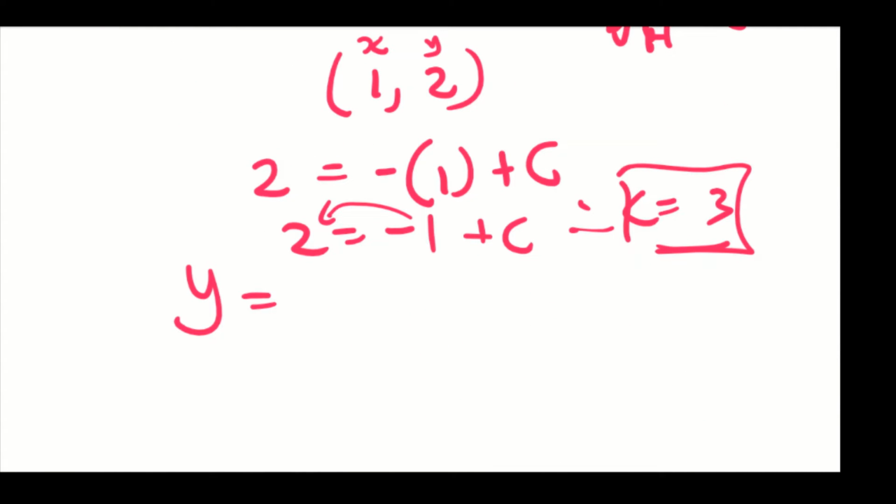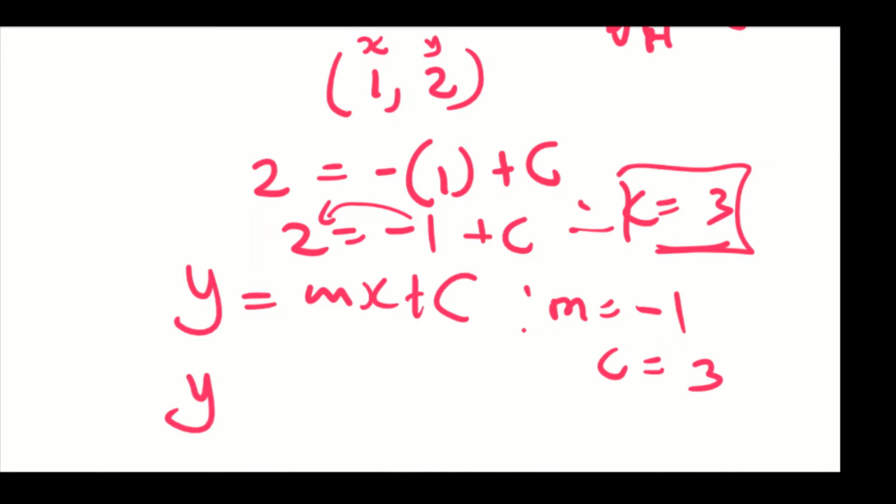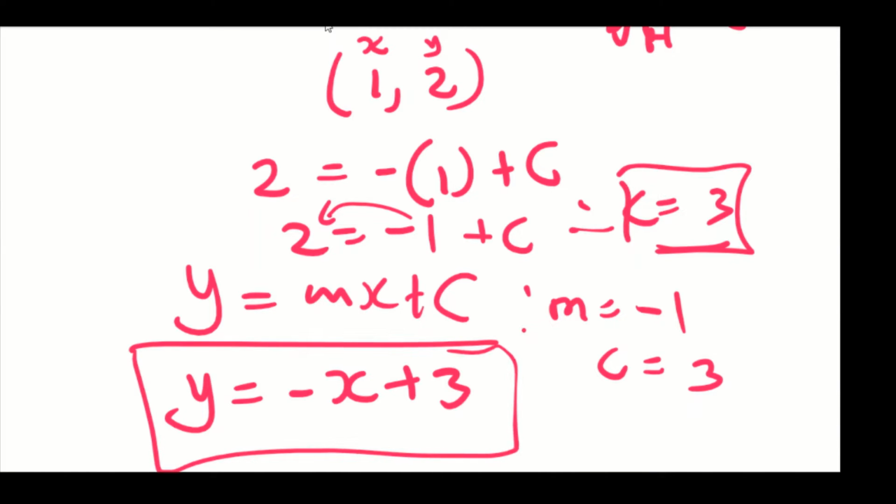Your equation is y equals mx plus c, where your m is equal to negative 1 because it's a negative axis of symmetry. Your c is equal to 3, so you're just going to substitute that. It's going to be negative x plus 3, right? So it's just going to be plus 3 here. So this is the equation of your axis of symmetry, the negative gradient axis of symmetry.